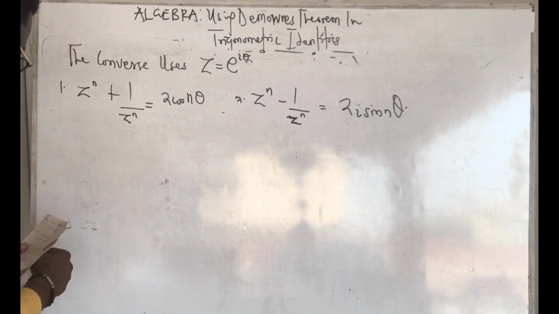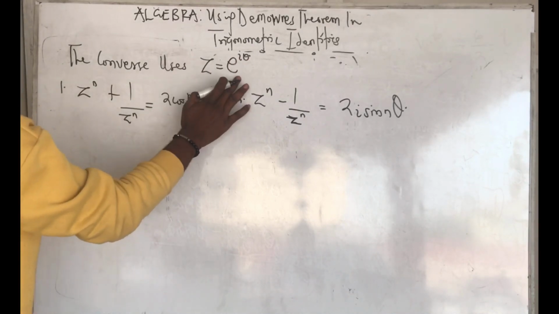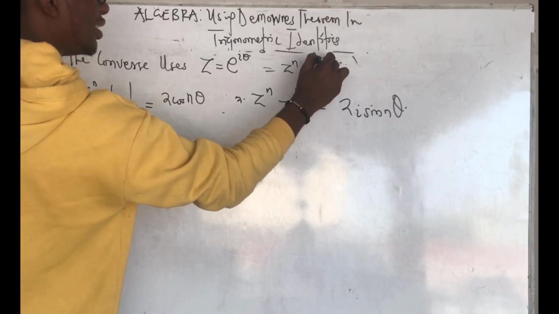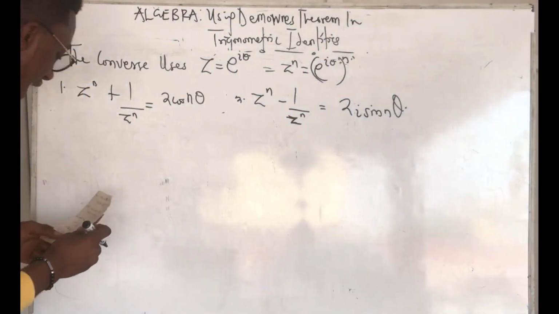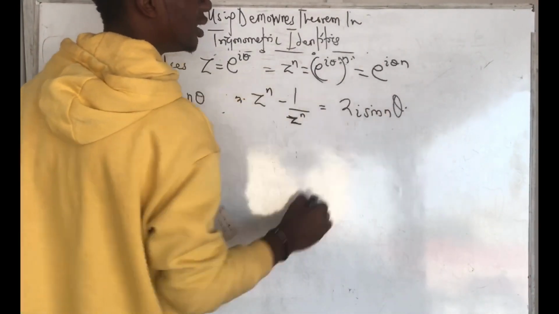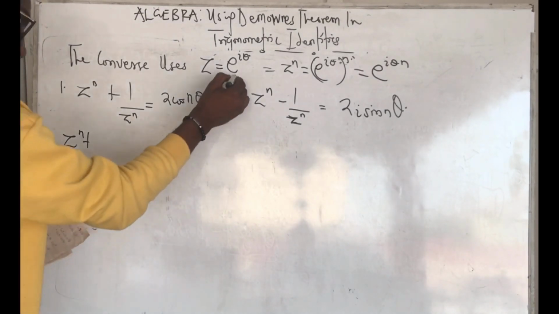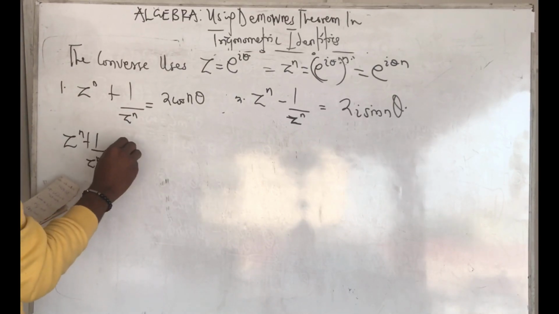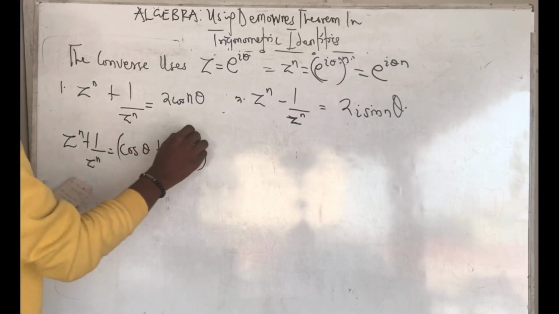Now let's look at how we go about it. So if you have something of this nature, z is equal to this, that means our Zn is always equal to e to the power i theta, all raised to the power n. And that brings an idea of Moivre's theorem, which is also equal to e to the power i theta n. Okay, so now you have this. If you have Zn plus 1 over Zn, then we can say that one is equal to cos theta plus i sine theta all raised to the power n.